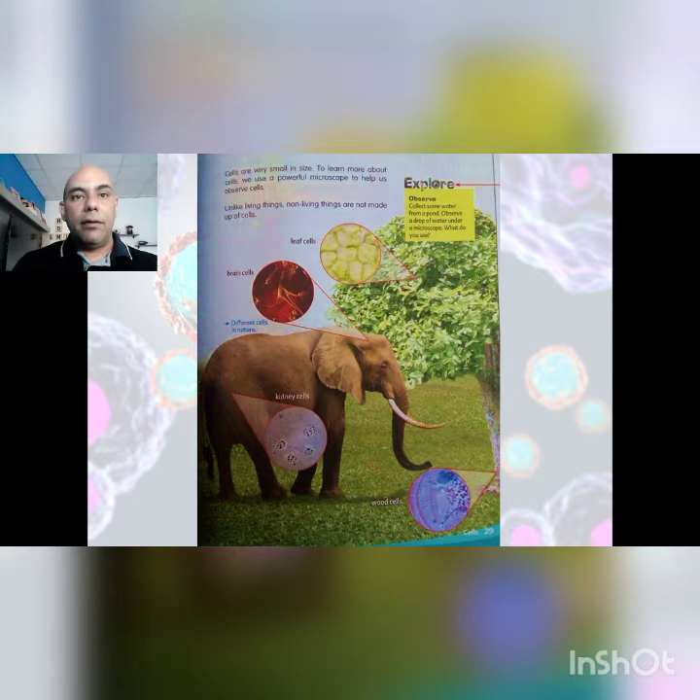Page 29. Cells are very small in size. To learn more about cells, we use a powerful microscope to help us observe them. Unlike living things, non-living things are not made up of cells. Here you have leaf cells, brain cells, kidney cells, and wood cells.